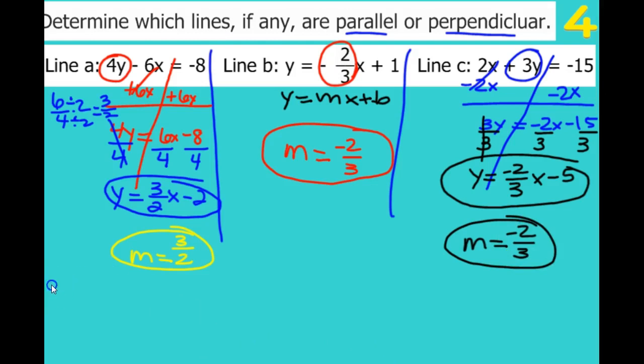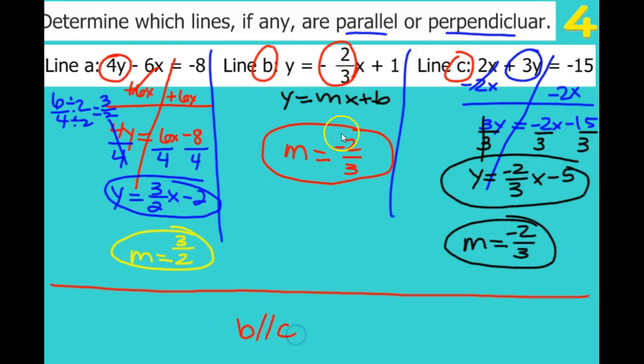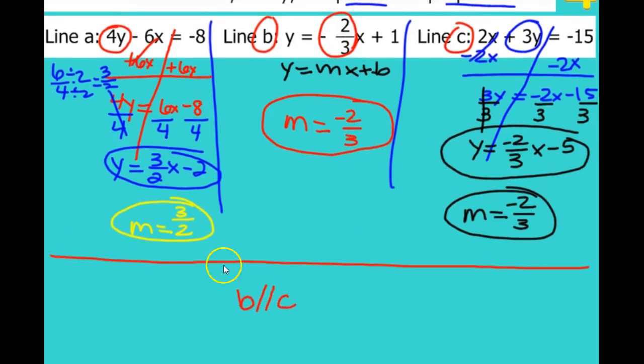So which of these are parallel and which are perpendicular? Well, line B and line C right here, they're both slopes of negative 2 over 3. So we have B is parallel to C. They have the same slope. But then our perpendicular slopes are slopes that are of opposite signs, one negative and one positive. And they are reciprocals, meaning they are flipped, 2 over 3 or 3 over 2. So here, this one is 3 over 2.